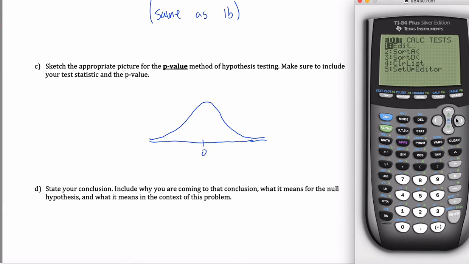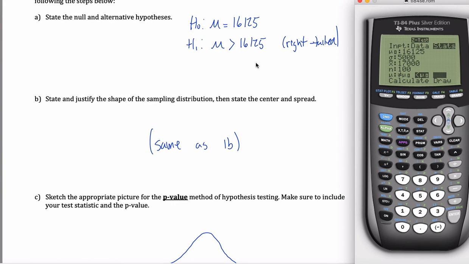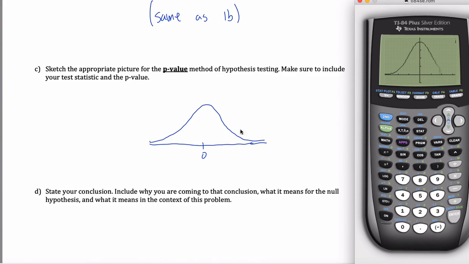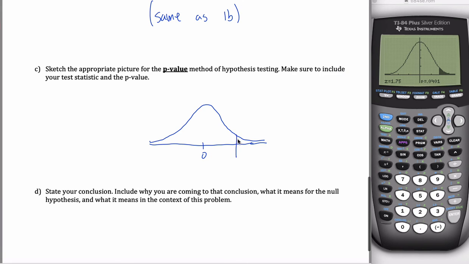I can go straight to my calculator, stat tests, z-test, and then put in all this information. My claim is that mu is greater than mu naught. That's what I wrote up here. And then either calculate or draw. I typically do draw when I'm doing the p-value method, so I let it draw the picture for me. You'll note that it shades over here on the right. Makes sense, it's a right-tailed test. It shades to the right of my test statistic, which is 1.75 in this case. And the amount it shades is what's called the p-value, which in this case is 4.01%.